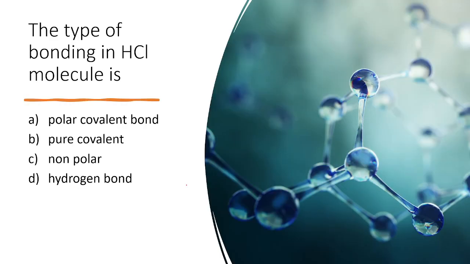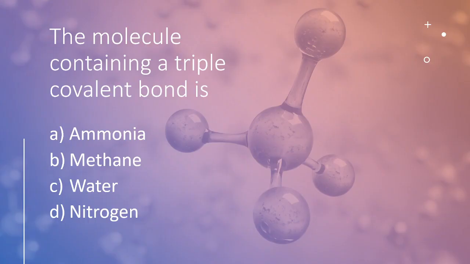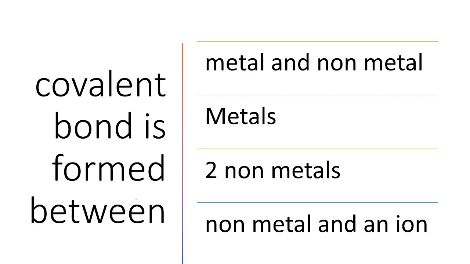The type of bonding in the HCl molecule is, so in the HCl molecule, which type of bonding is there? Yes, polar covalent bond is there. Let's go ahead. The molecule containing a triple covalent bond is, so out of these four, ammonia, methane, water and nitrogen, which has a triple covalent bond? We have just done nitrogen.